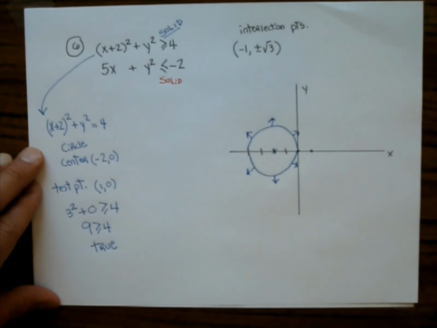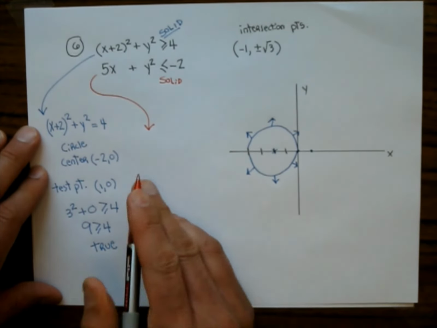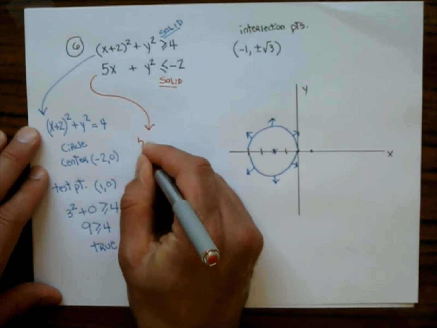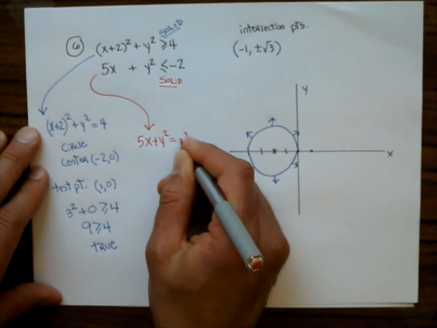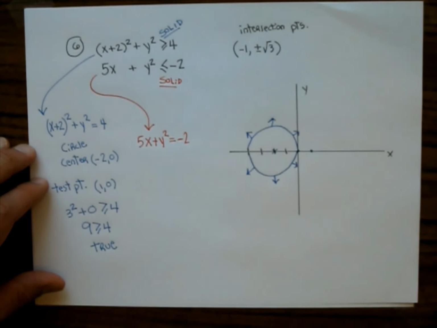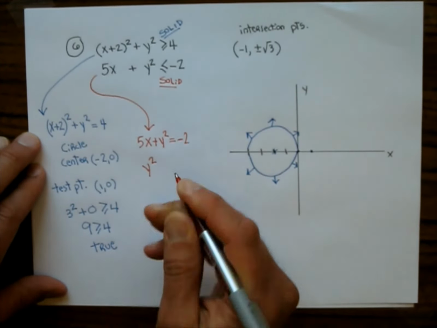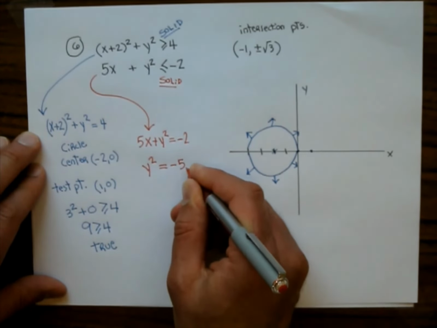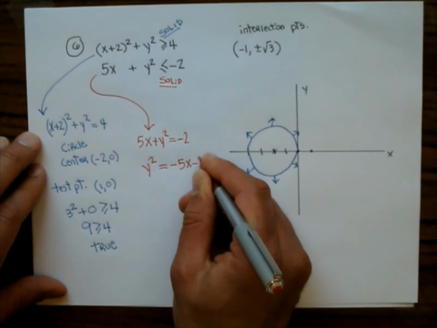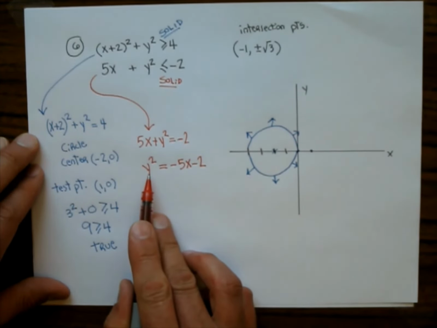Okay. Let's go ahead and do this one right here, which is also solid. 5x plus y squared equals -2. So what is this giving me? This gives me y squared equals negative 5x minus 2. There's only one squared term, and this is going to be a parabola, and this parabola is not going to open up and down, it's going to open either left or right.